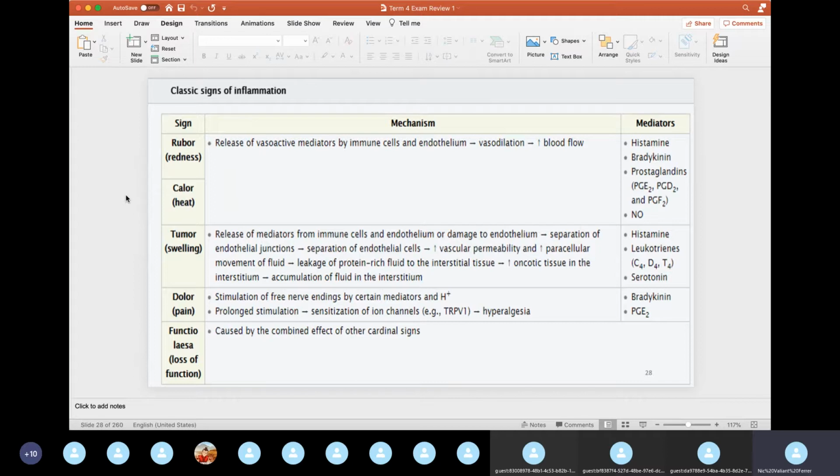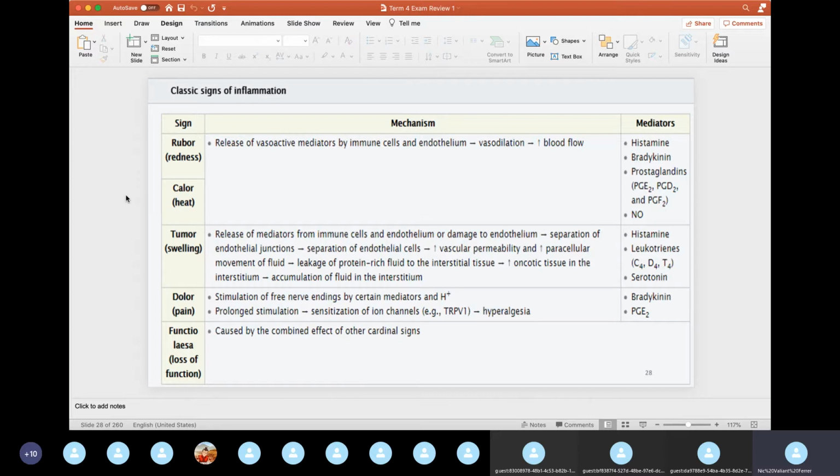So what are the mediators for your swelling? Again, don't forget histamine, right? Leukotrienes, your C4, D4, E4, and your serotonin. So for calculating whether it's transudate or an exudate, you need to know, I think next term or next module, Light's criteria for that one. So you just measure the protein in the serum, the LDH, right? And all of those good things.